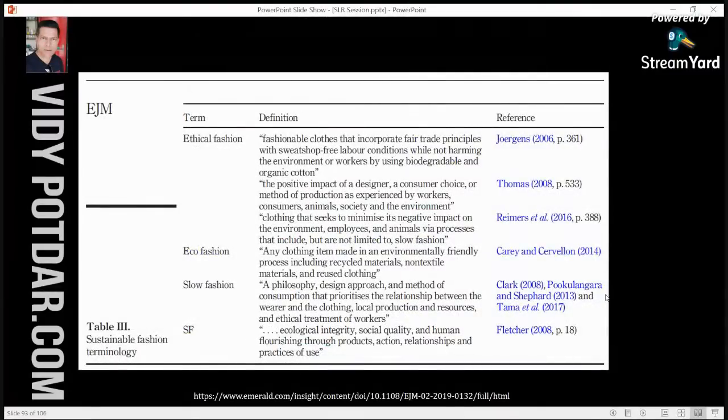Another table on terminology. So if you have to cover some topics or some definitions in your paper, this is a good way that you can represent that.